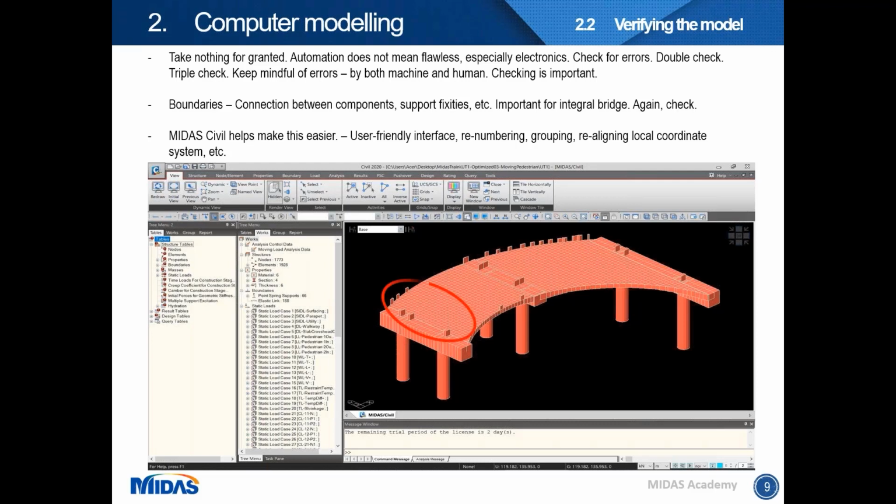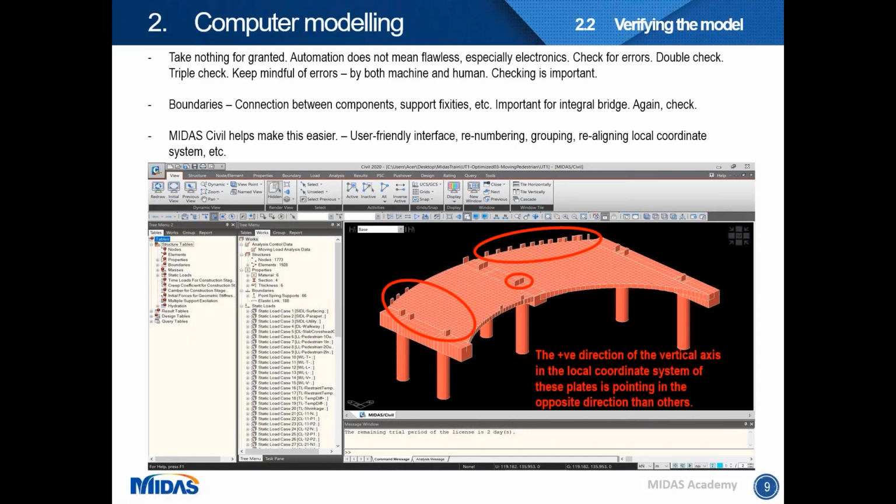So here I'm showing a screenshot of the computer model of this bridge. You can see that there are some elements popping up from the top face of the deck. It turned out that the positive direction of these elements in the local coordinate system is pointing in the opposite direction than other elements. So if this error was left unchecked, the results, moments and shears of these elements will be having opposite sign conventions than the rest, and it would lead to an erroneous output as well. So checking is important.